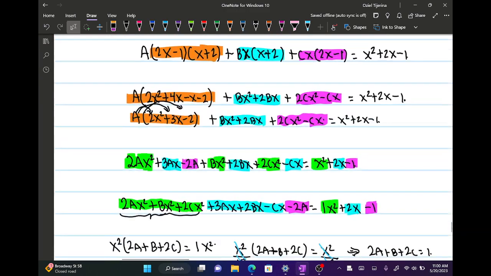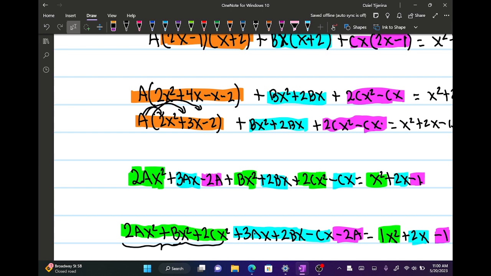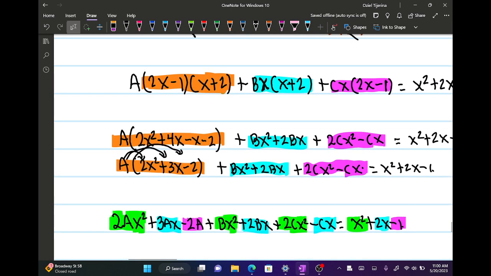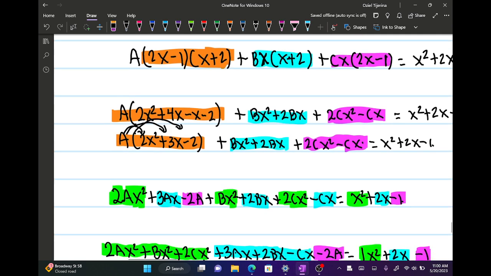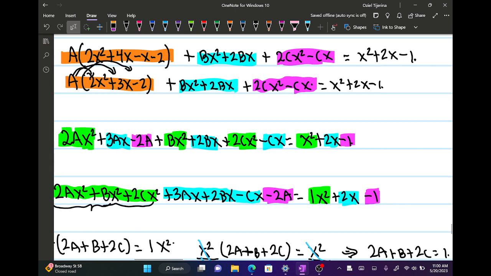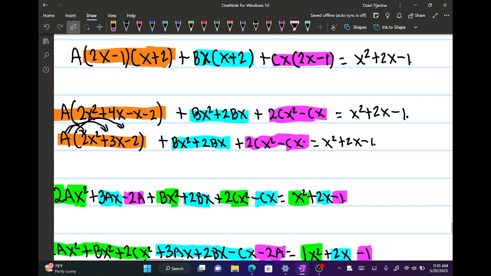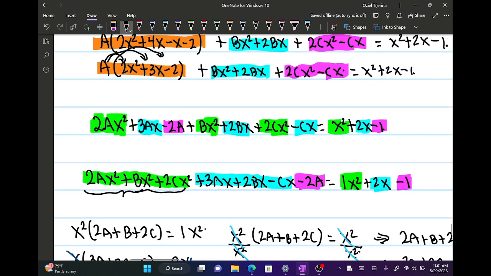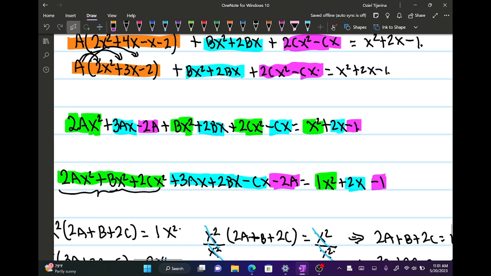What I did here was I went ahead and did the FOIL method right here, and then I distributed my a value. So I got 2ax squared plus 3ax minus 2a plus bx squared plus 2bx, because I used the distributive property on all of these, plus 2cx squared minus cx equals x squared plus 2x plus minus 1.